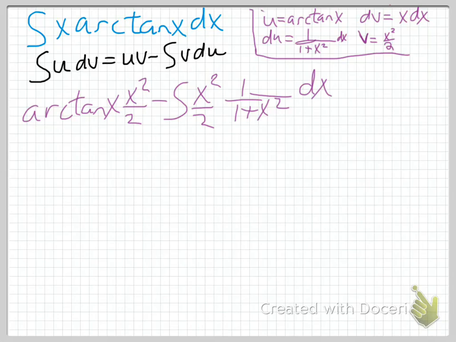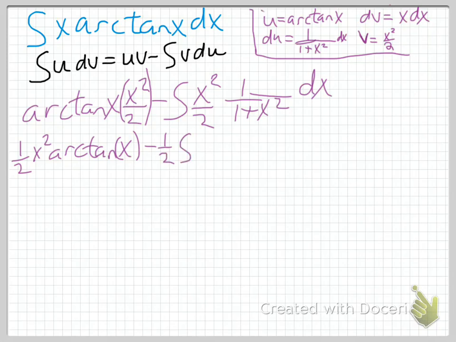And we'll maybe clean this up just a little bit so that the answer might come out a little cleaner. We have 1/2 of x squared arctan of x. And then before we take the integral over here, we can pull out this constant 1/2. So we have 1/2 the integral of x squared all over 1 plus x squared dx.